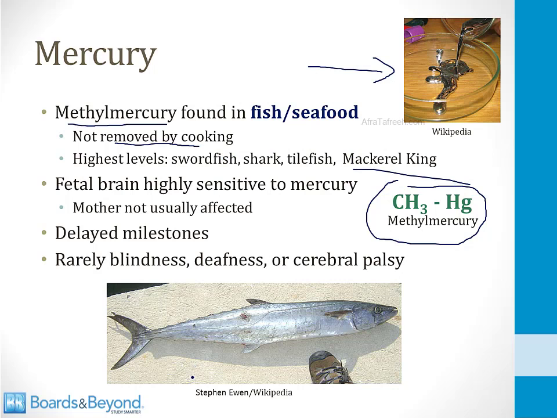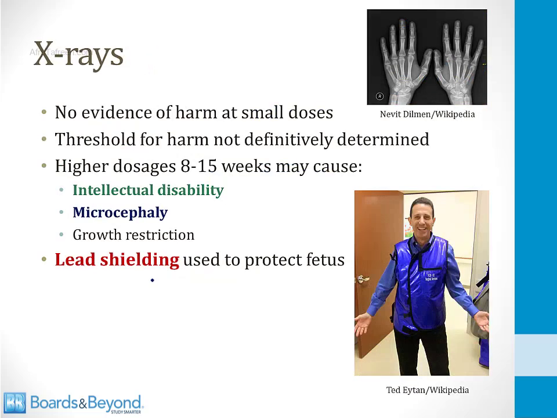And it turns out that the fetal brain is highly sensitive to mercury. The mother is usually not affected. So if a mother eats lots of these type of fish during pregnancy, the baby can potentially be harmed. This often results in developmental problems where the child grows up with delayed milestones. Rarely it can cause severe problems like blindness, deafness, or cerebral palsy. So women who are pregnant often try to avoid eating fish for the fear that some types of fish contain mercury.